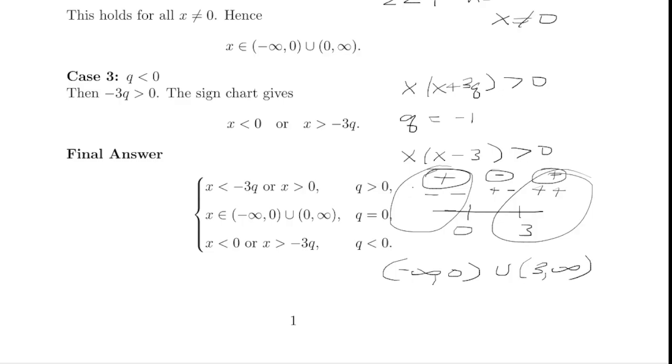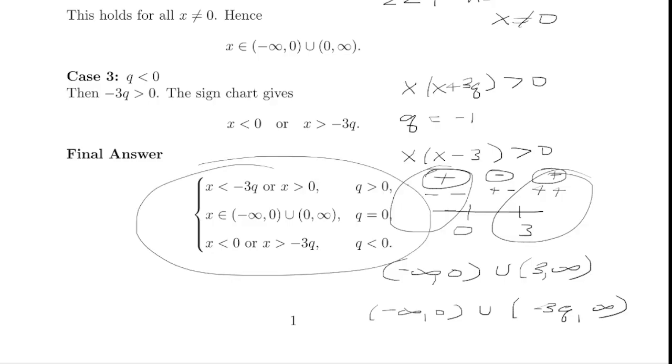And remember that q was negative 1, so 3q is negative 3. So I guess what we should say here is negative infinity to 0, union negative 3q to infinity. So this right here will be the final answer.